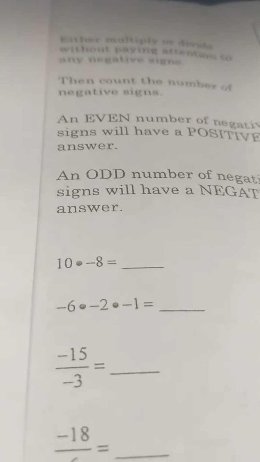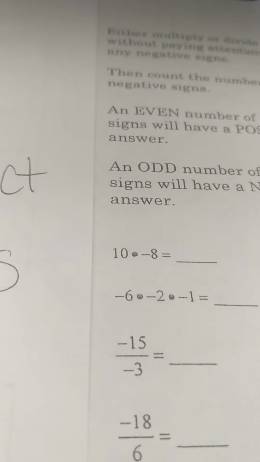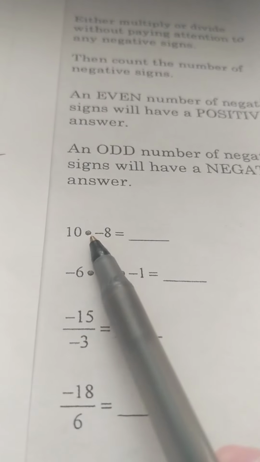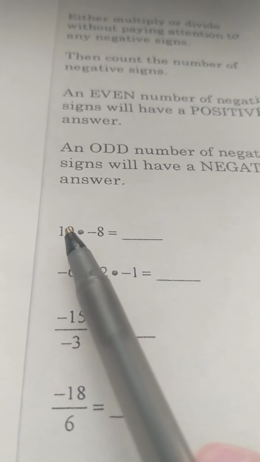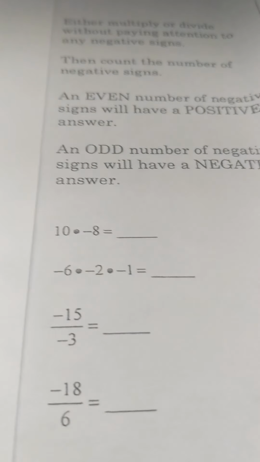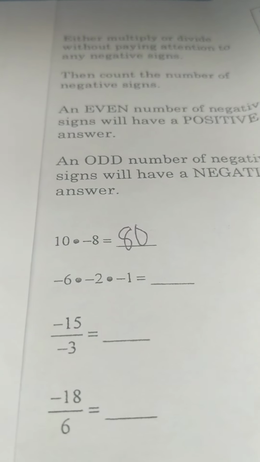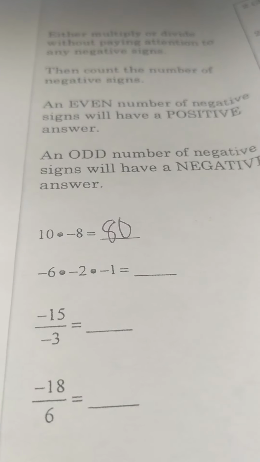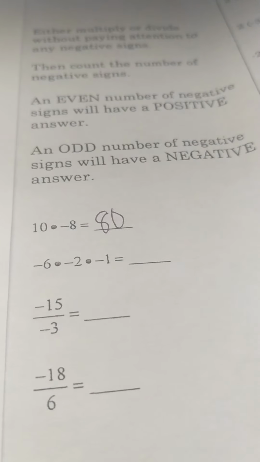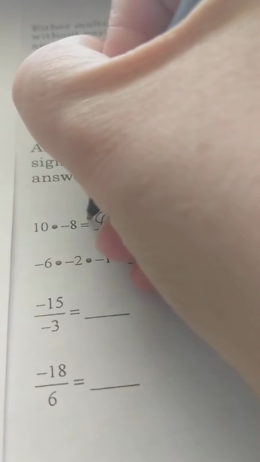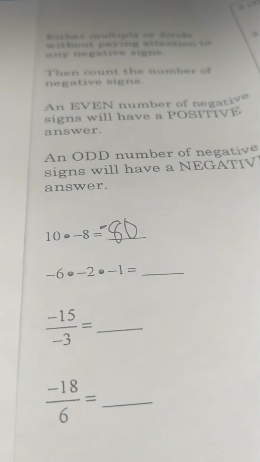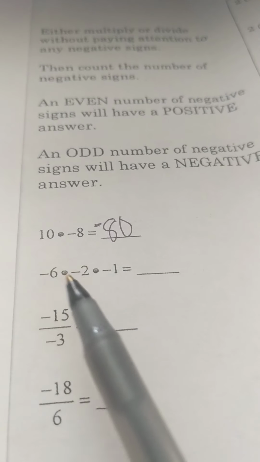Okay, so let's look at a couple more examples, kind of different numbers. So the dot means to multiply. So again, multiply the numbers. 10 times 8 is going to be 80. We have one negative sign, 1 is odd, so our answer is going to be negative. So negative 80.